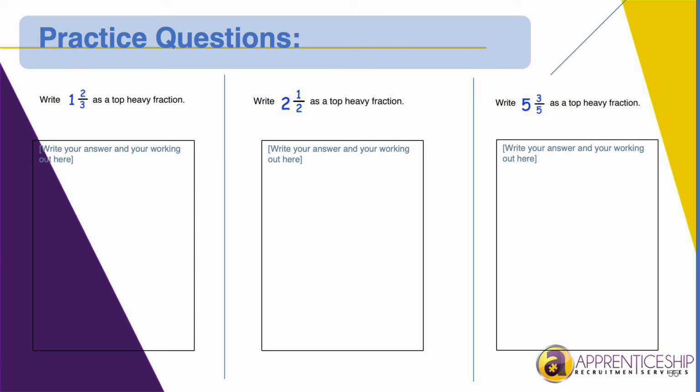Again, we'll go through it. So 1 and 2/3. We do 1 times 3, which is 3, and then add it to the 2, which is 5. So it's going to be 5 over 3. So we multiply the whole number by the bottom number and then add it to the top. So 2 times 2 is 4, add the 1 is 5 over 2. 5 times 5 is 25, add it to the top is 28 over 5.